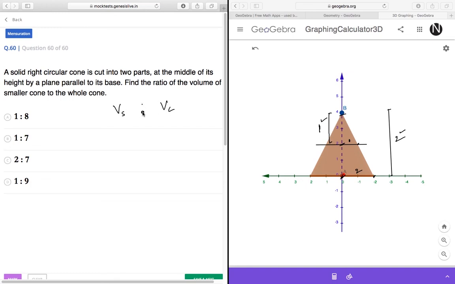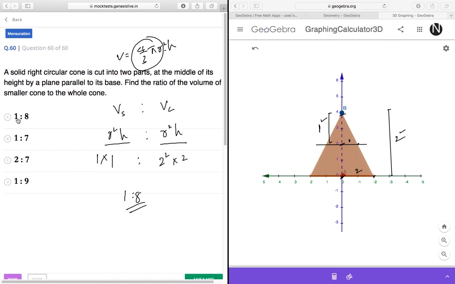Once you get that, you have actually solved the problem, because the volume ratio of smaller to larger is nothing but r square into h is to r square into h. So 4/3 pi is same in both cases, because the volume is nothing but 4/3 pi r square h. Yes, so 4/3 pi is anyways common. Now observe, in the smaller cone, the radius is 1, and the height is also 1. What about the larger cone? It is 2 square into 2. So the ratio is 1:8. Answer is option A. That's it. Hope this is clear, guys.